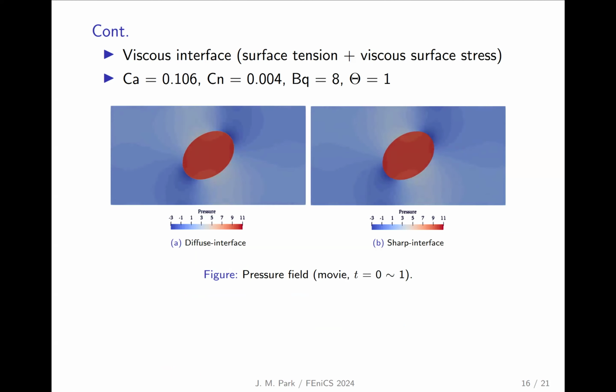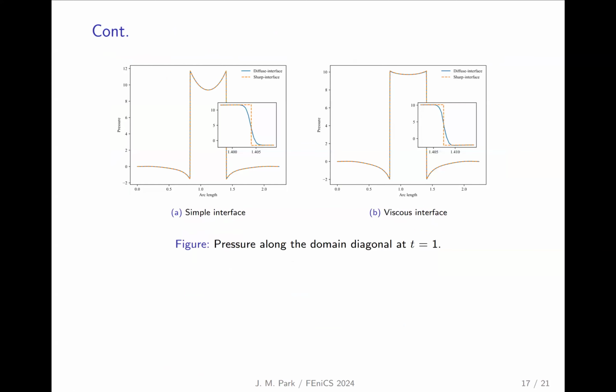This is for the viscous interface. We also see they match well. So if I plot the pressure along the diagonal of the domain, you can see the sharp and diffuse interface results match very well. The only difference is that with the diffuse interface, we have a continuous change of the pressure across the interface, as shown in here, whereas with the sharp interface, we have this discontinuous jump of the pressure as expected.